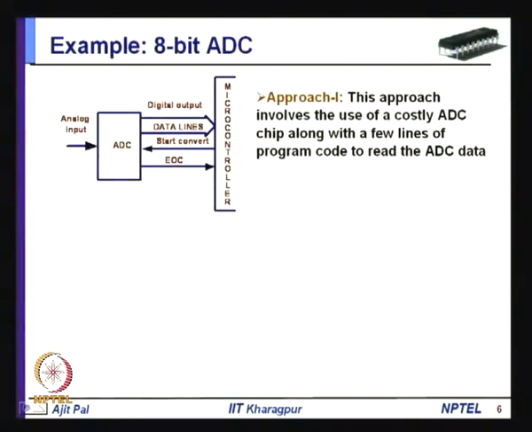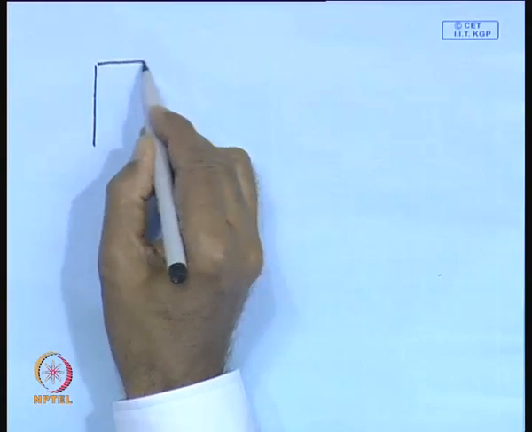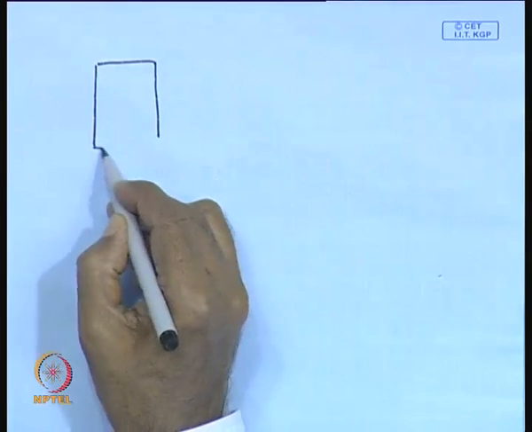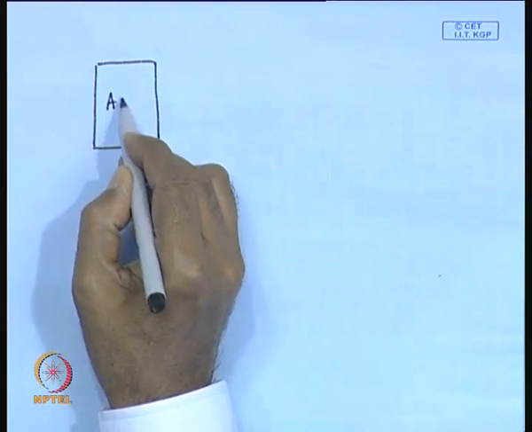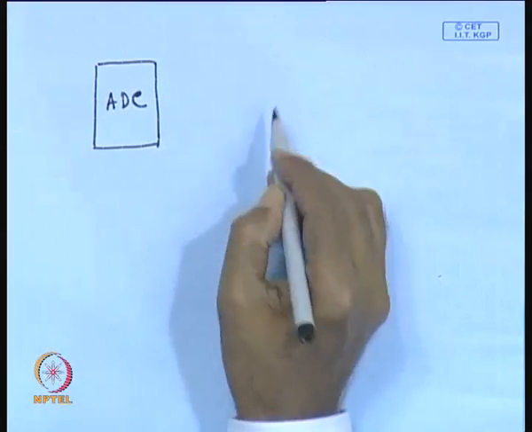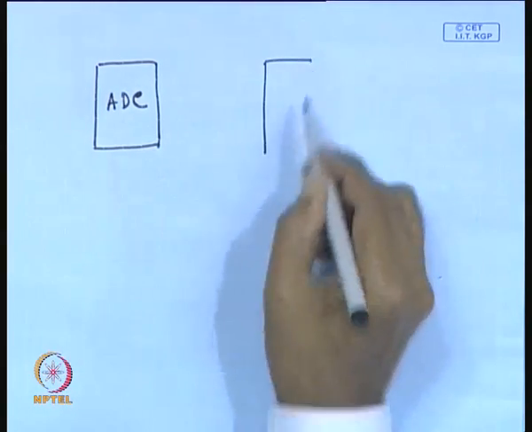How do you implement the analog to digital converter? The first approach is to implement it with the help of pure hardware. That means you can use one ADC chip, analog to digital converter, which can be interfaced to a microcontroller.